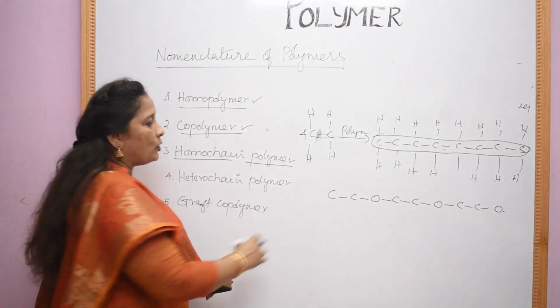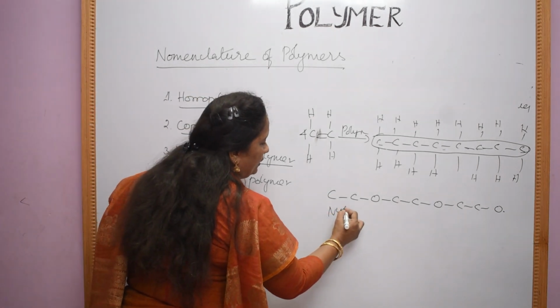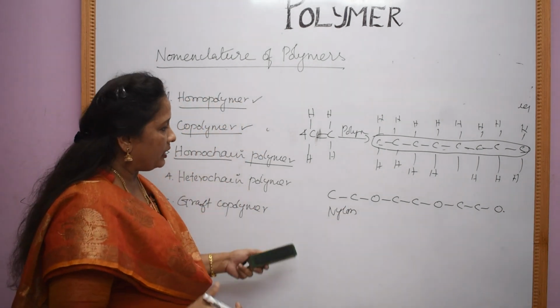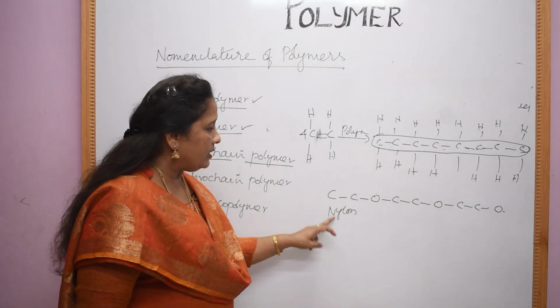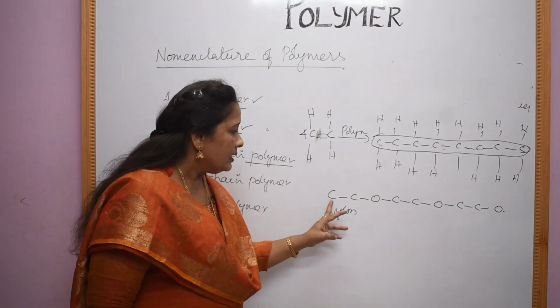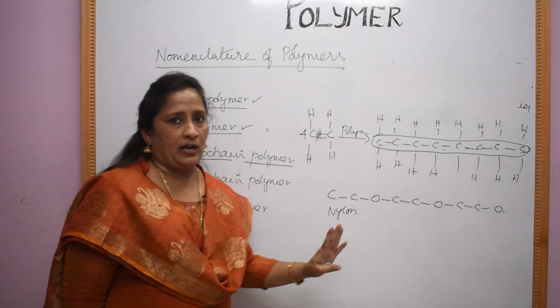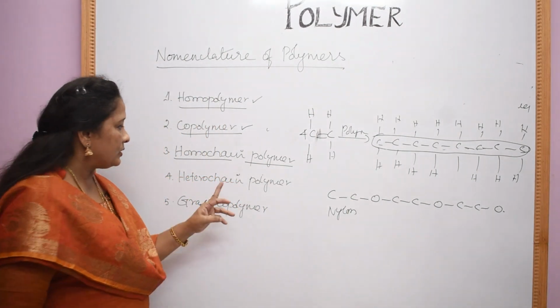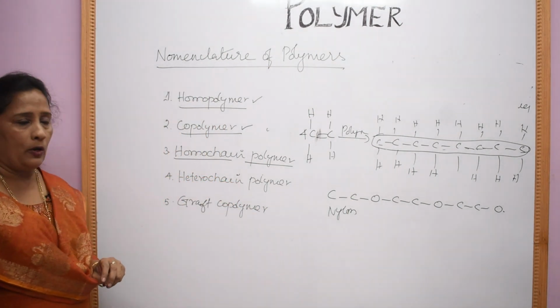So heterochain polymer is a polymer in which the main chain is made up of different types of atoms. Here we can consider the example of nylon. Nylon is a polymerization product of hexamethylene diamine and adipic acid combined together. In that the backbone will have different atoms. So that is called a heterochain polymer.